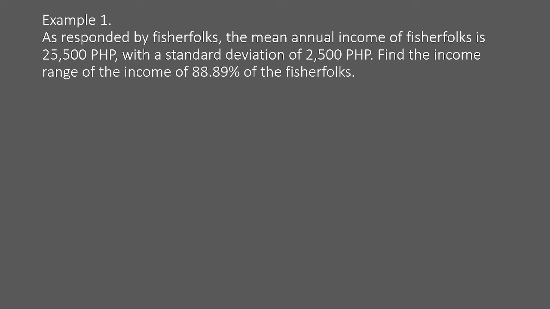As responded by fisher folks, the mean annual income of fisher folks is 25,500 pesos with a standard deviation of 2,500. So find the range of income of 88.9% of the fisher folks.